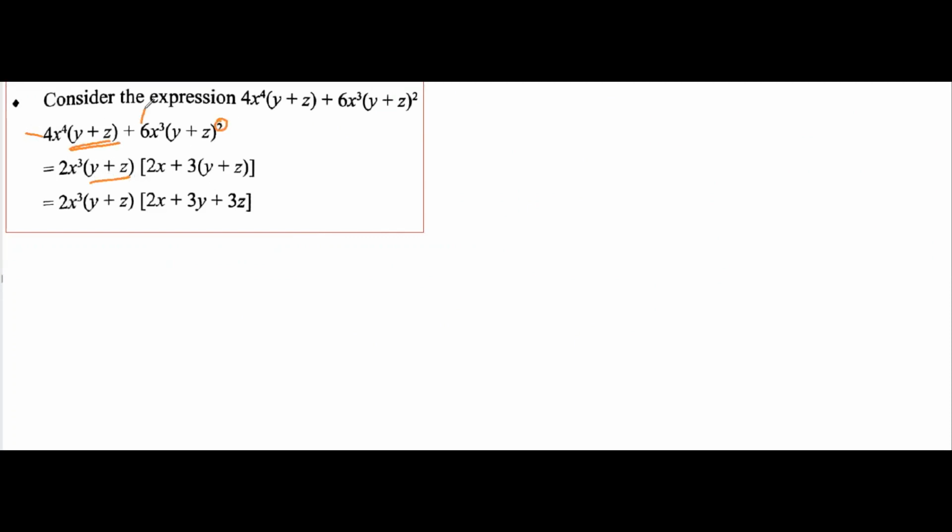From 4 and 6, 2 is common, so this 2 I have taken common. From x cube and x to the power of 4, x cube is common, so this I have taken common. So you can have a monomial as common, and a trinomial also you can take as common. So these are all factors.